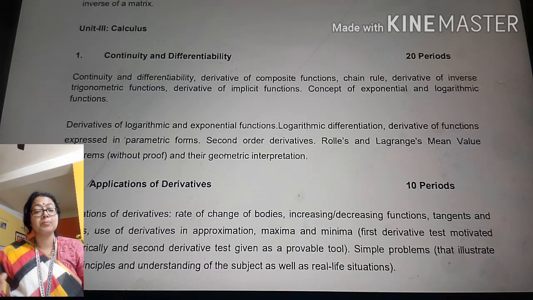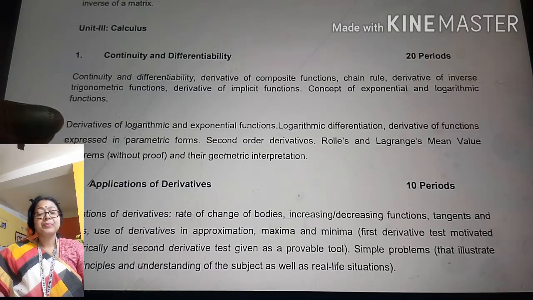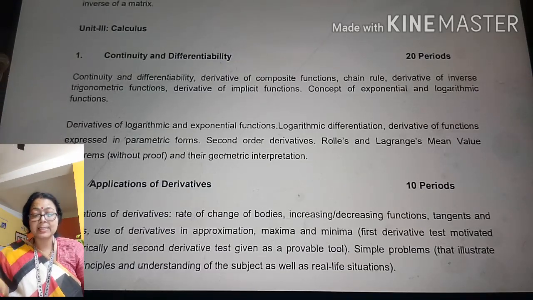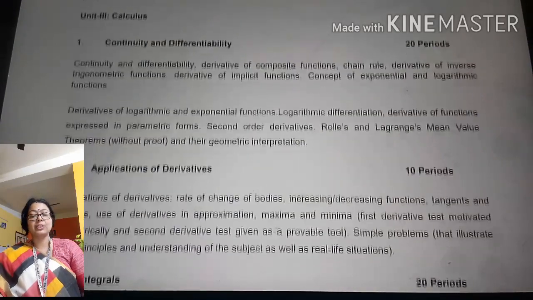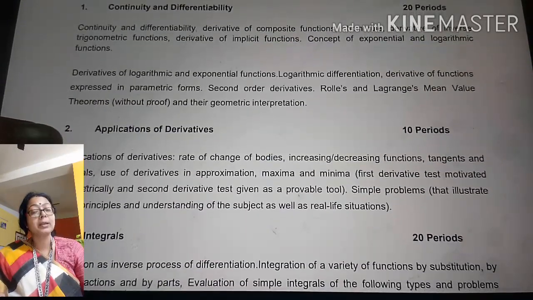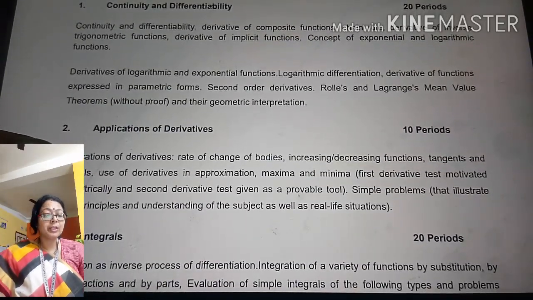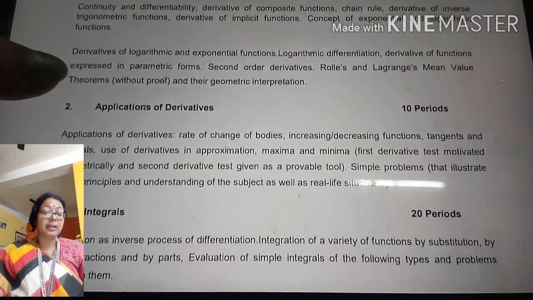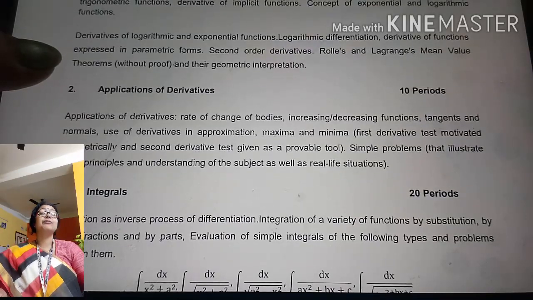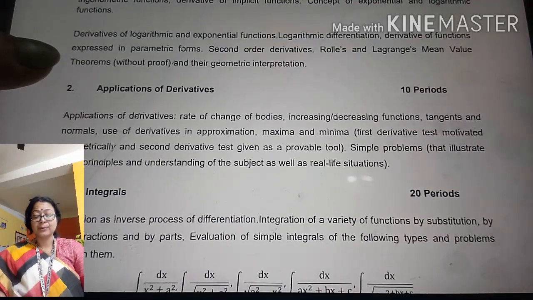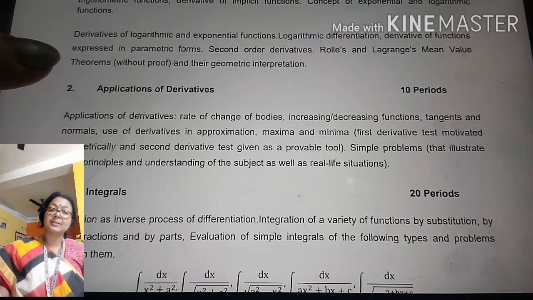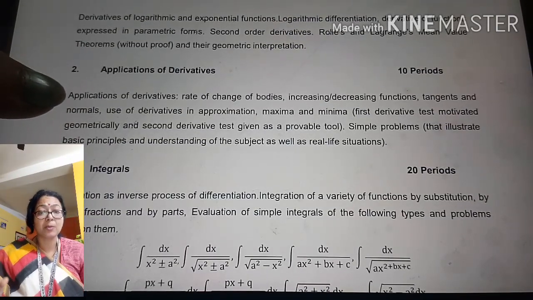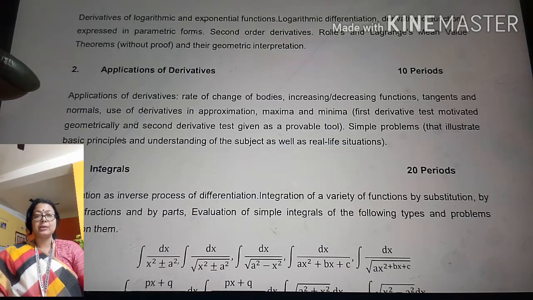Next, derivative of composite functions, chain rule, derivative of inverse trigonometric functions, implicit functions. Next, derivative of logarithmic functions, exponential functions, logarithmic differentiation, derivative of functions expressed in parametric forms, second order derivative, which is most important in case of solving differential equations also. Then Rolle's theorem, Lagrange's mean value theorem, etc. You have to learn here. These all are the main topics of continuity and differentiability.